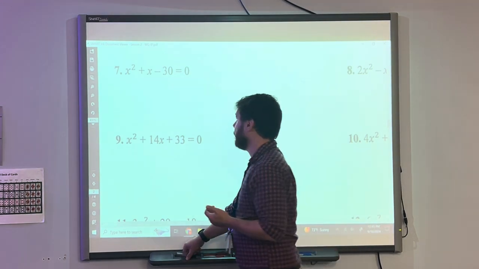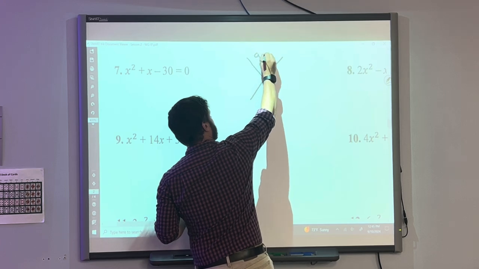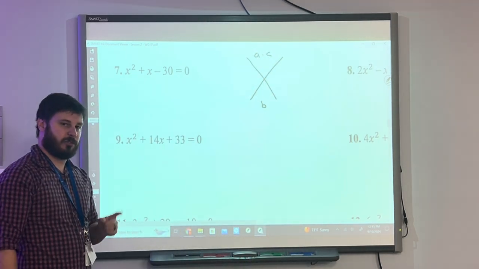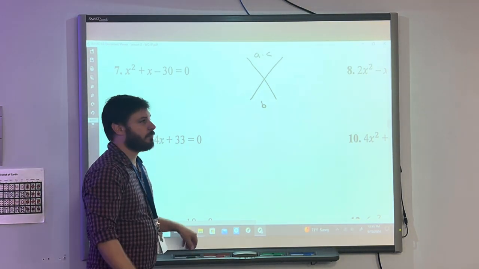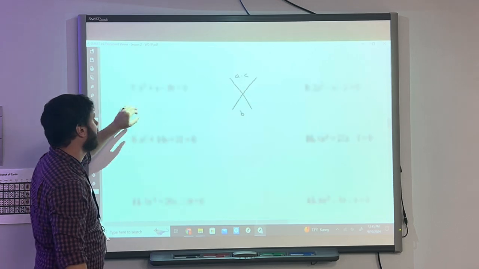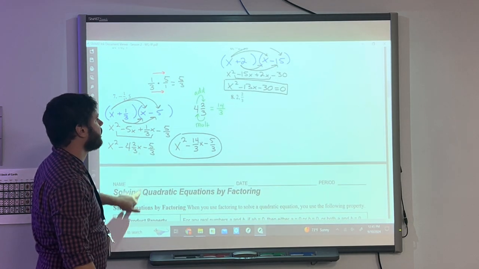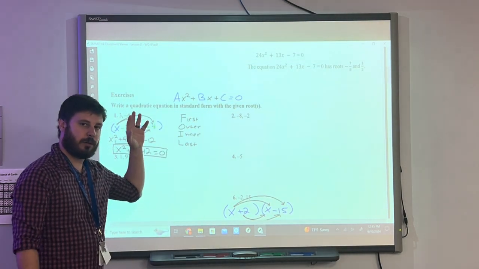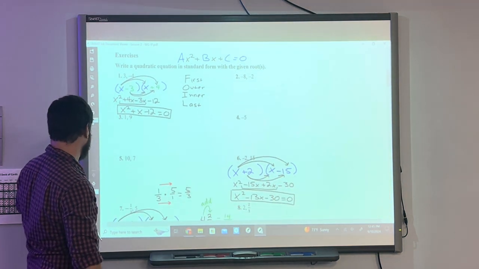We do that by using our cross, where A times C goes in the top and B just goes in the bottom. Well, where do A, B, and C come from? They came from our standard form that we had on the other page. A, B, and C. So we just want the numbers, the coefficients. We don't want the x's, we just want the actual numbers.